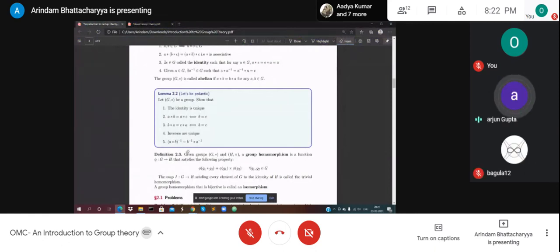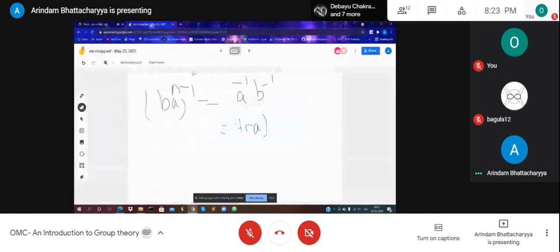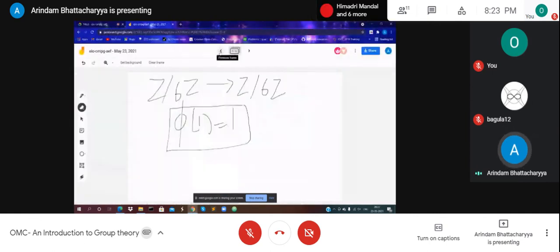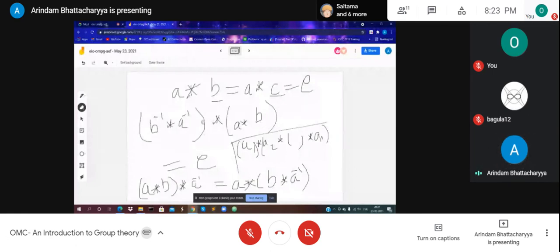Can you repeat the proof once? You just multiply both sides using the associative property. I think I still have it written. B inverse times A inverse times A times B. You can remove the brackets, the brackets don't matter. You get that this is E. Should I go over the steps? No, got it.